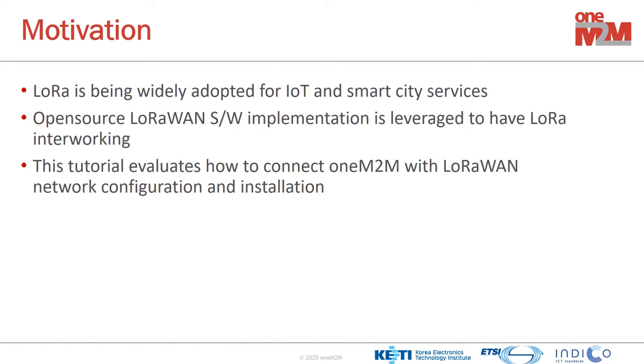So in the IoT and smart cities, we need a communication protocol and network, and LoRa is being used widely these days. Because when we deploy some sensors in the field, we need wireless communication, and LoRa is cheap, and you can have your own network, so it is favorable in this sense.